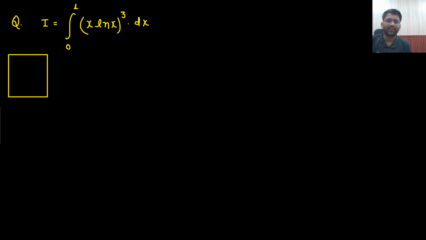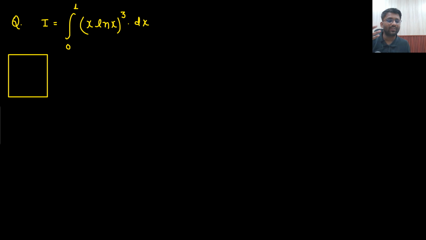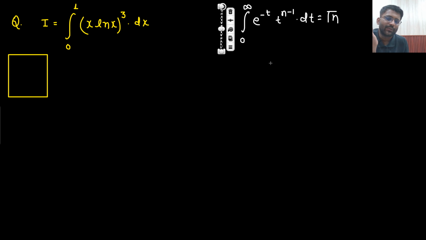In which direction are we going? x into (ln x) to the power 3. ln x is there. Which direction should we proceed? If ln is there, 3 to the power x is there. So all these things are interrelated with the exponential, no? So what do we know? Again, write down what we know: the integral of e to the power minus t, t to the power n minus 1 dt is gamma n. This we know, so we need to make this form somehow.